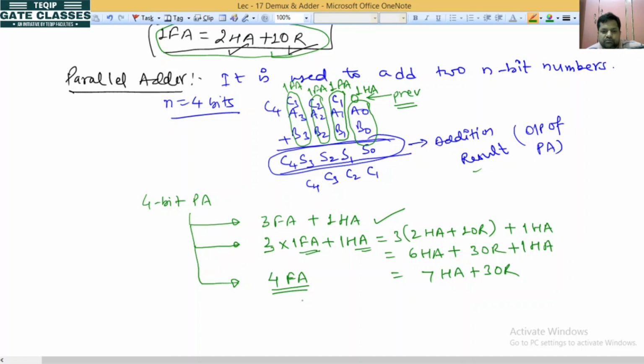So now we have 3 ways to implement a parallel adder. The first one is 4 full adders, the second one is 3 full adders plus 1 half adder, and the third one is 7 half adders plus 3 OR gates.